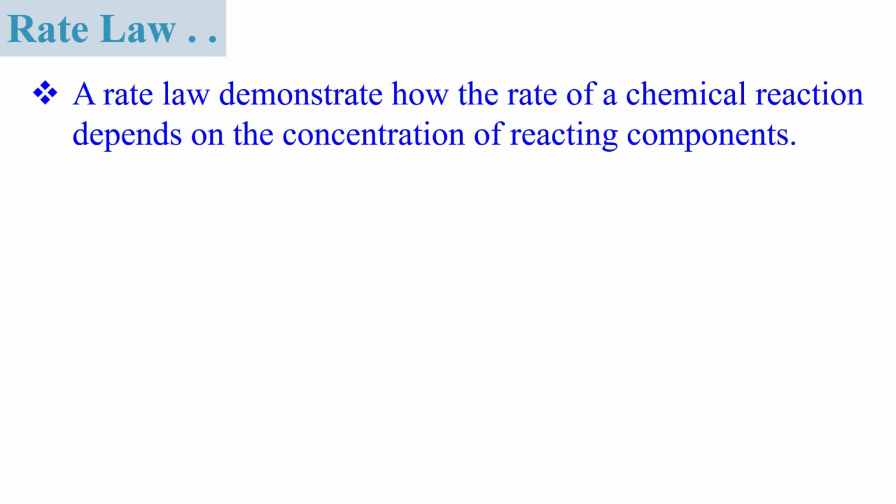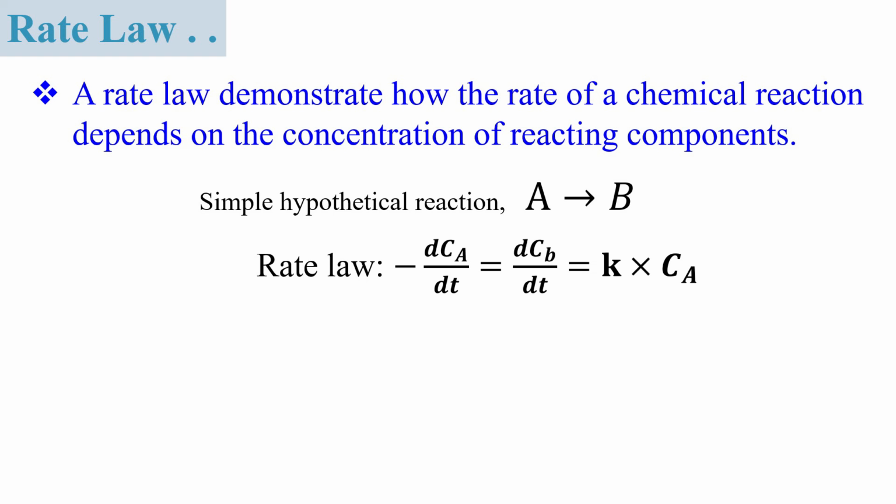Now moving to the next topic, that is rate law. A rate law demonstrates how the rate of a chemical reaction depends on the concentration of reacting components. Let's elaborate in detail by example, considering the previous example as the A to B reaction, and assume the rate of the reaction depends on the concentration of the reactant. Then the rate law is minus dCA by dt equal to dCB by dt equal to K into CA, where K is a proportionality constant called the rate constant.